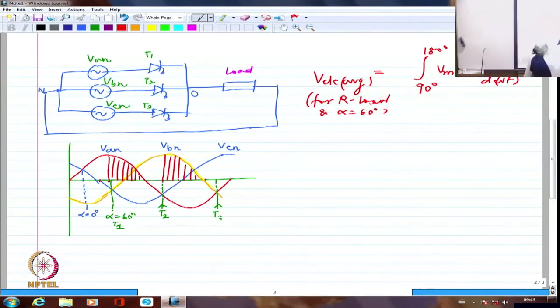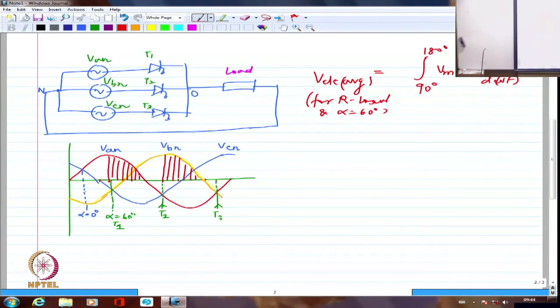Only until 30 will I still have continuous, because 30 means it would have started at this point and it would have come until here, 120 degrees. Again the next voltage would have started here, it would have continued. It is just touching 0. Anything beyond 30 degrees alpha will be discontinuous for R load. We are talking about R load. We'll have to look at how RL load is.